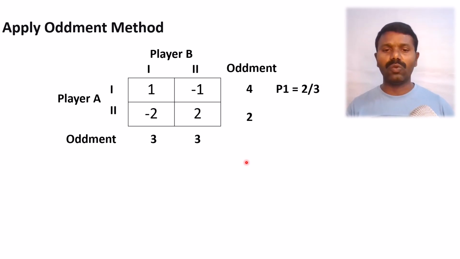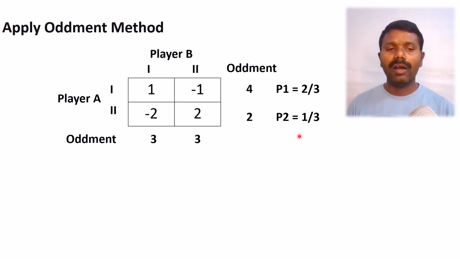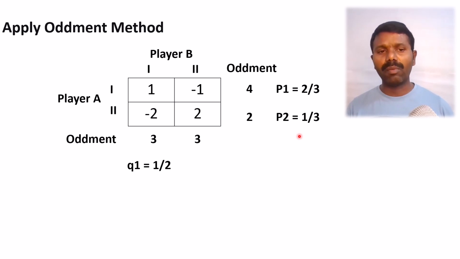Now let us find the probability of player A for the first strategy, that is P1 is equal to 4 by 4 plus 2, that means 4 by 6, which is equal to 2 by 3. And here P2 is equal to 2 by 2 plus 4, which is equal to 1 by 3. So these are the probabilities for the first and second strategies of player A. In a similar manner, if you find the probabilities of player B, Q1 and Q2, Q1 is equal to 3 by 3 plus 3, that is 3 by 6, which is equal to 1 by 2, and Q2 will also be 1 by 2.